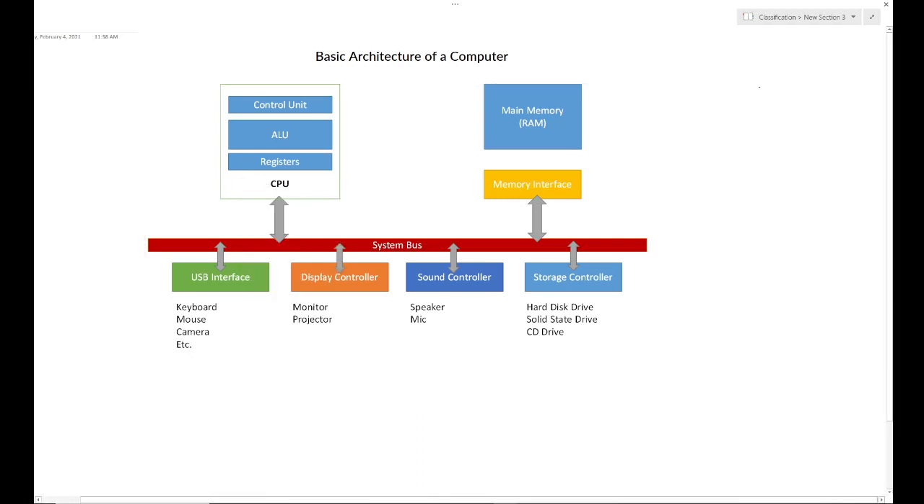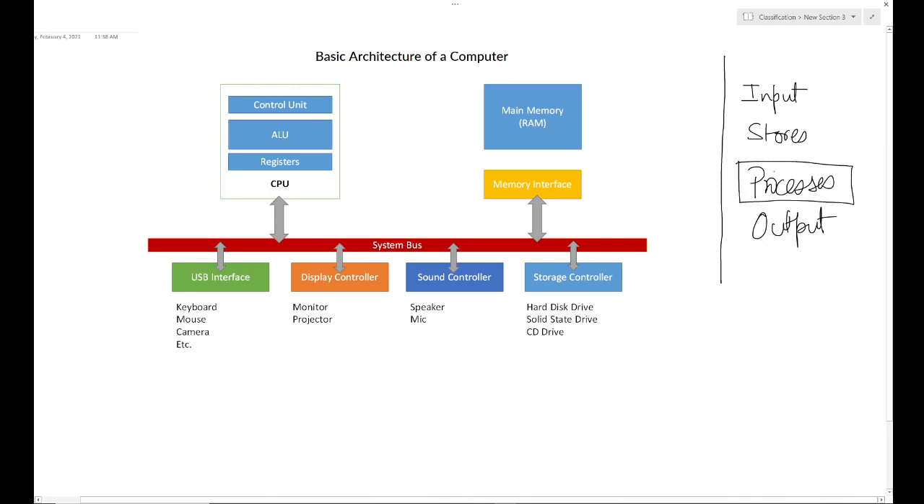Okay, as we discussed, a computer does four things, right? It takes input, it stores, it processes, and it produces output. So therefore a computer must have parts to facilitate each one of these tasks. Let's begin with the central part, with the processing part.